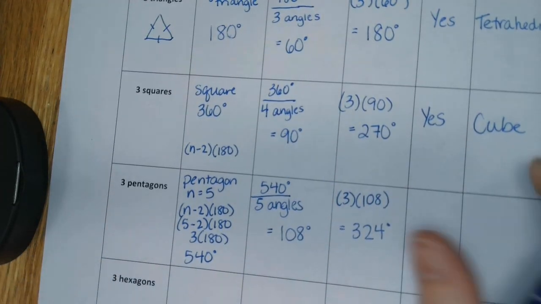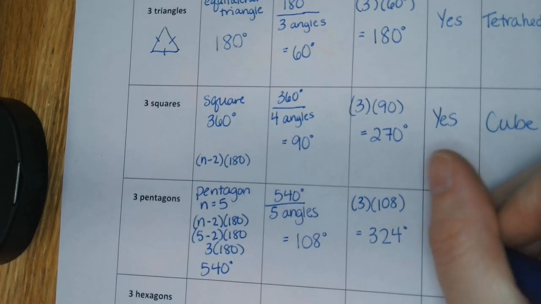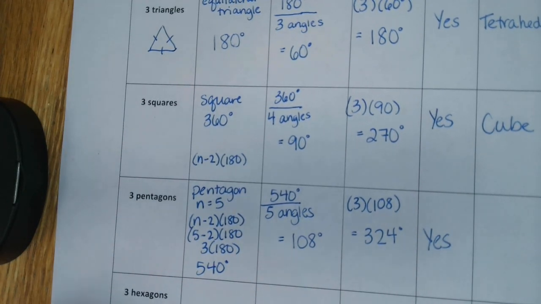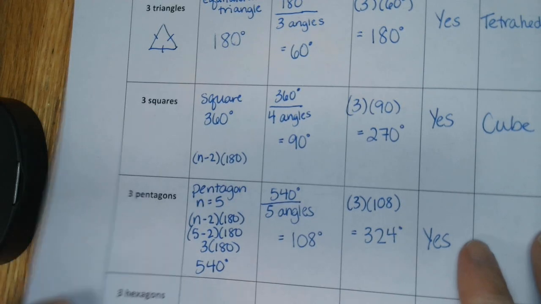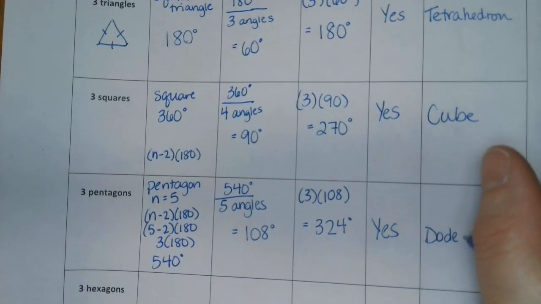So again, picture like I was doing before, if that was flat before we folded it into the shape, yes, there's enough space there to be able to fold it into a shape and still have some space there. So this is the dodecahedron.